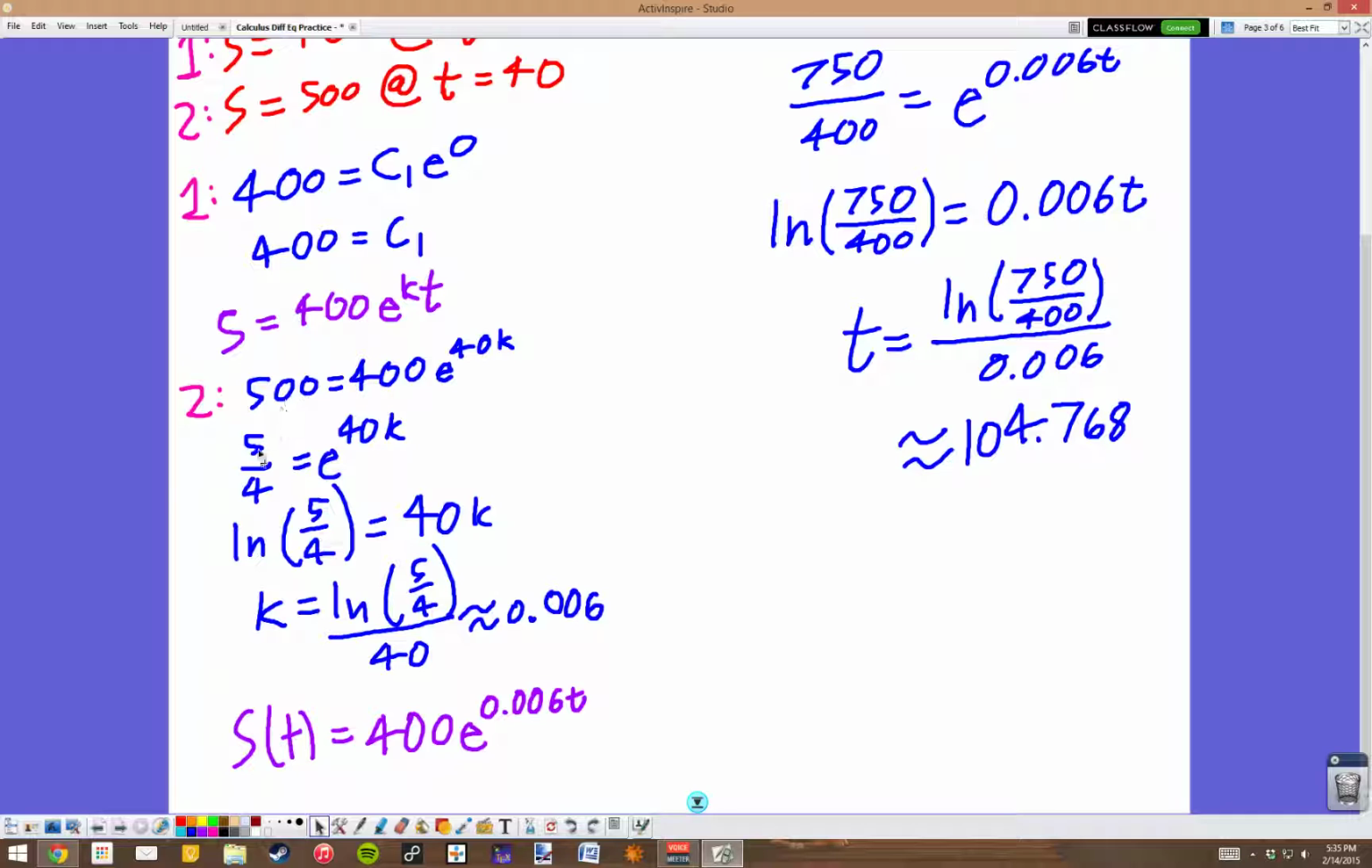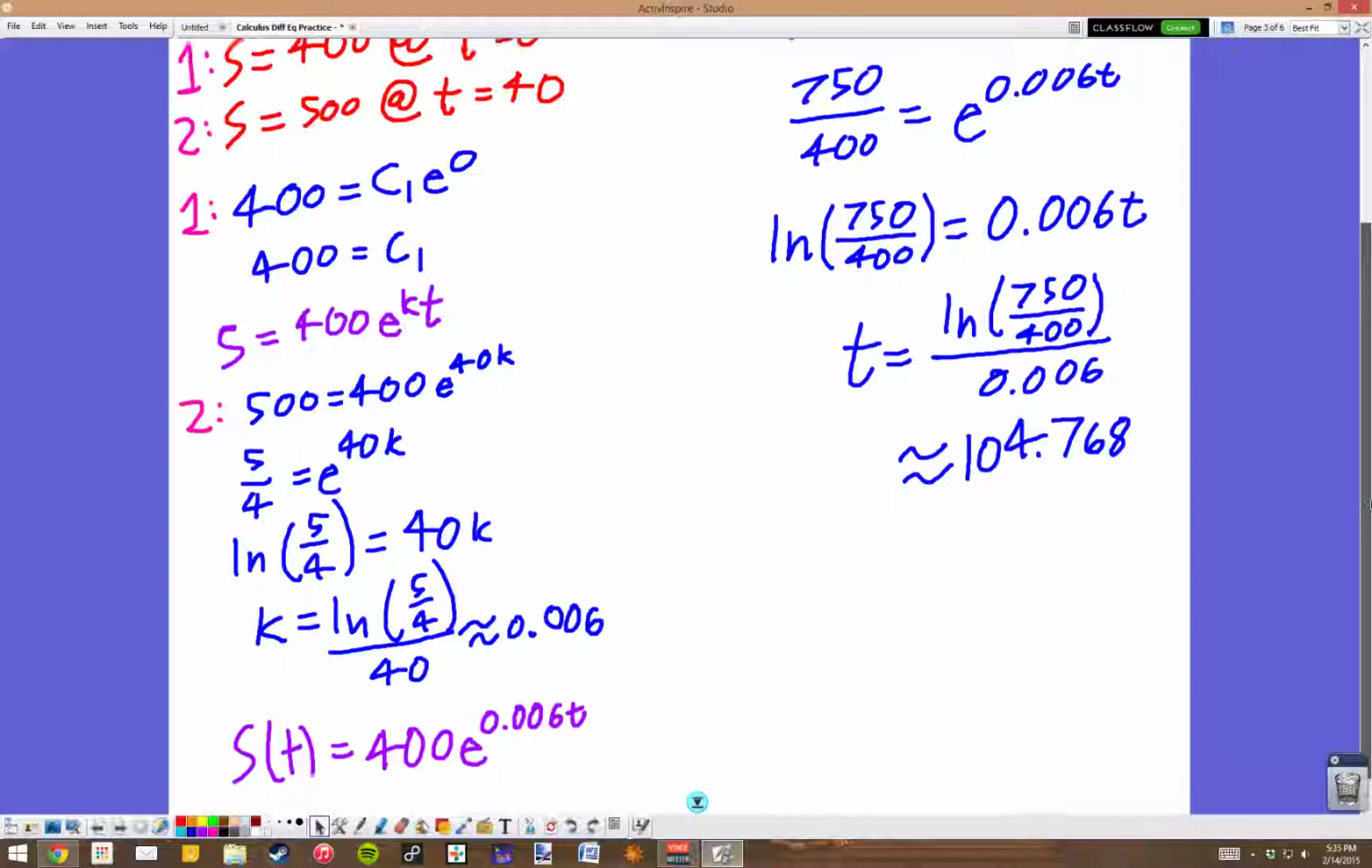Dividing both sides by 400, I'm going to get 5/4 equals e to the 40k. Taking the natural log of each side to get rid of that e, I get natural log of 5/4 equals 40k. And then finally divide by 40 to get k. So we get k equals about 0.006. So our final equation is right down here. S of t equals 400 e to the 0.006t. That's our particular solution.